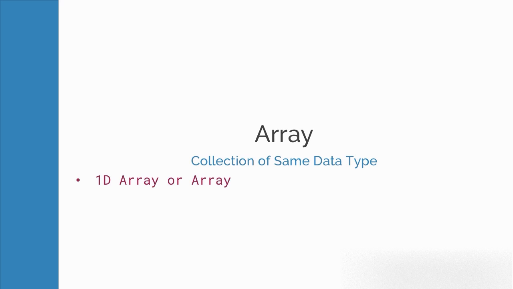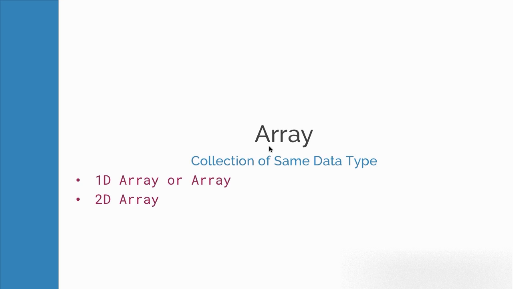Let us now proceed and explore another topic in Java, that is array. A typical array in Java is basically the collection of same data type. It is of two forms. The first is a 1D array and the second one is the 2D array. Now the 1D array can also be called as just an array.